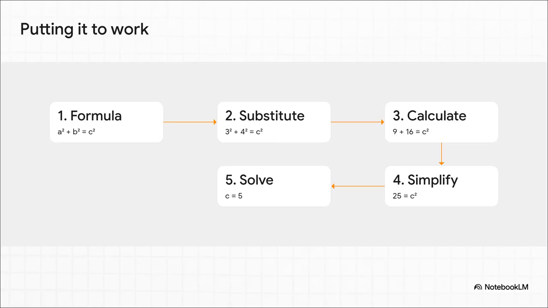The process is super straightforward. We start with a formula, we plug in the numbers we know, so a is 3 and b is 4, square those, you get 9 and 16, add them up, and we see that c squared is 25. The last step is just to take the square root, which tells us our hypotenuse c has to be 5. It's just a clean, predictable process every time.